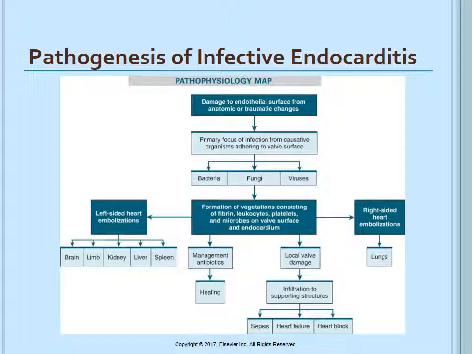Many persons with IE will develop systemic embolization. This occurs when left-sided heart vegetation moves to various organs, for example, the brain, kidneys, and spleen, and to the extremities, causing limb infarction. Right-sided heart lesions embolize to the lungs, resulting in pulmonary emboli. The infection may spread locally and damage the valves or their supporting structures. So they can cause dysrhythmias, valve dysfunction, and eventual invasion of the myocardium, leading to heart failure, sepsis, and heart block.